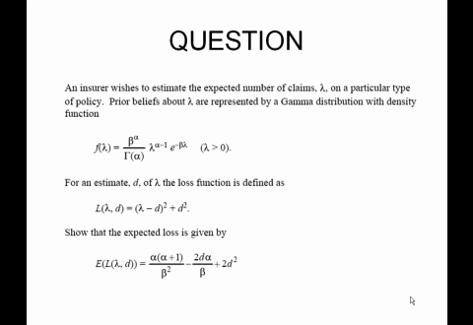Now, we're asked to estimate, for an estimate d of lambda, the loss function is given by this formula. So we have a loss function which is written in terms of lambda and d. So our estimate of lambda is d, and this is the loss function, lambda minus d all squared plus d squared. We're asked simply to show that the expected loss is given by, and we're given the answer. So this is a typical question, pretty straightforward because we're given the answer, we know what we're trying to get to. But how do you try and solve this?